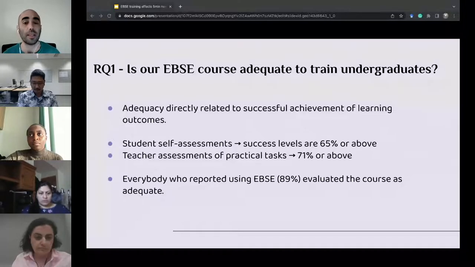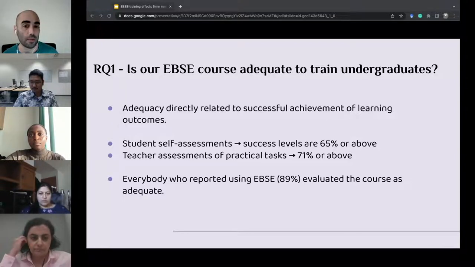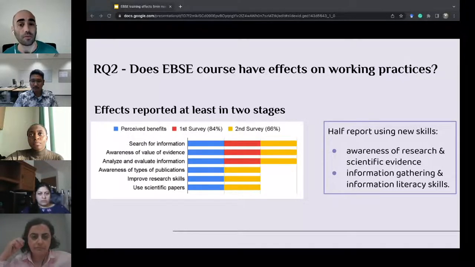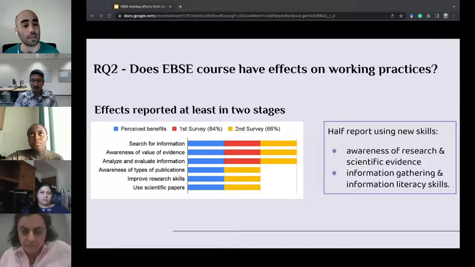The achievement in general of the learning outcomes was in most cases above 65%, which we consider very good. Also, everybody who reported using EBSE evaluated the training as adequate. We think our training had very interesting effects in students. They reported using many of the skills from the course in their professional practice. Most of the used skills were related to awareness of research and scientific evidence, and information gathering and information literacy skills.